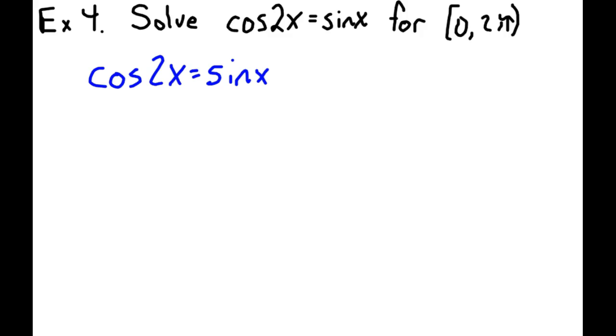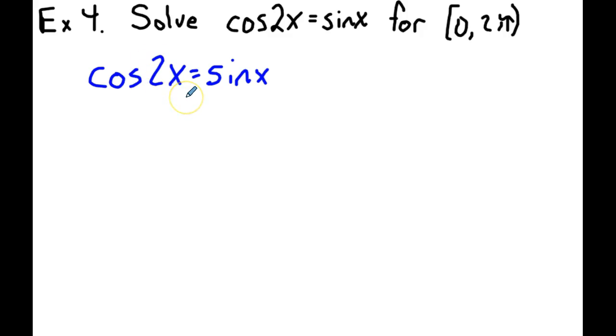Example 4, we want to solve the equation the cosine of 2x equal to sine x on the interval from 0 to 2 pi. So the first thing we need to do in this case is rewrite the cosine of 2x using a double angle identity. So out of the 3 options, we want to pick one that we can rewrite the cosine of 2x so that it has an expression in terms of the sine function.